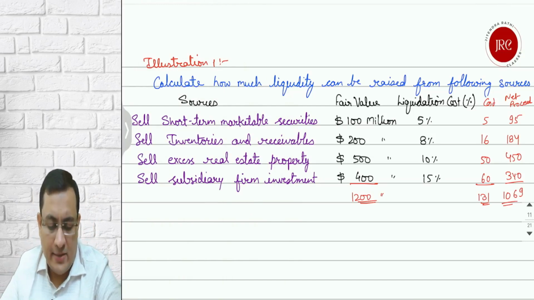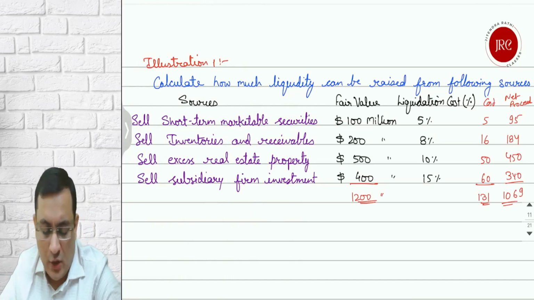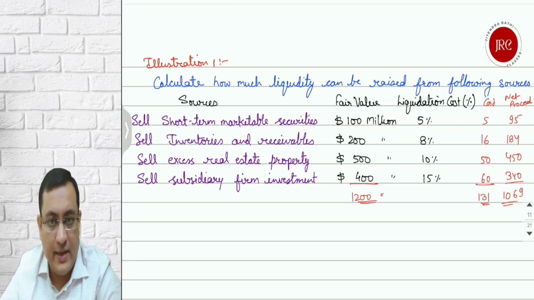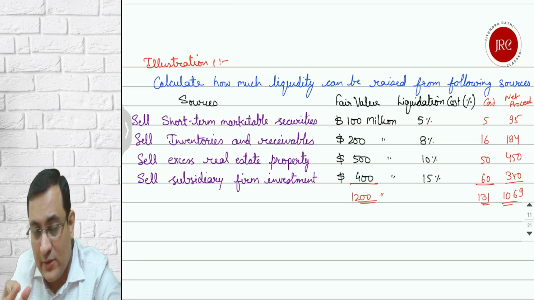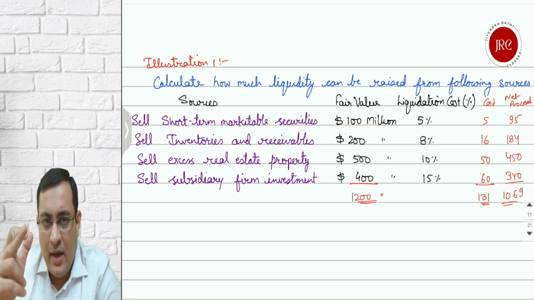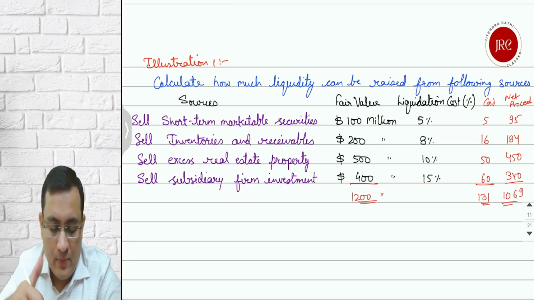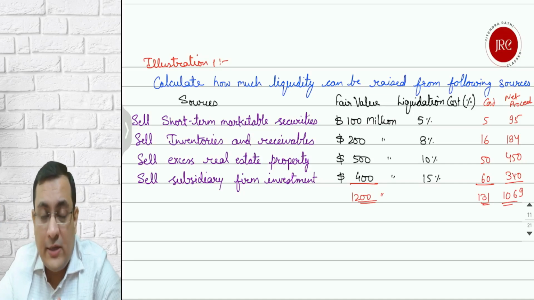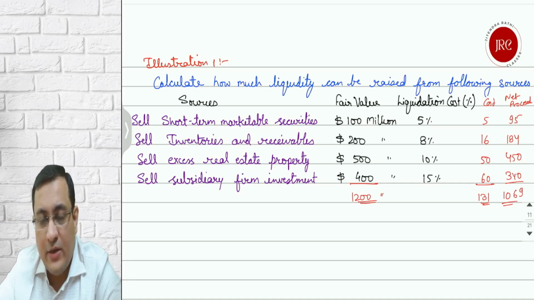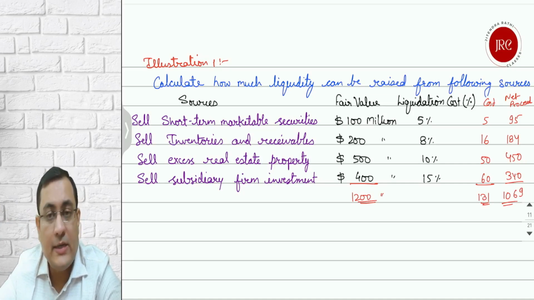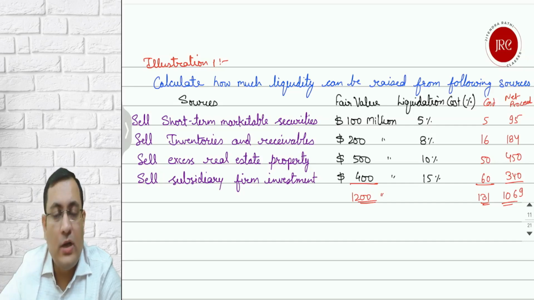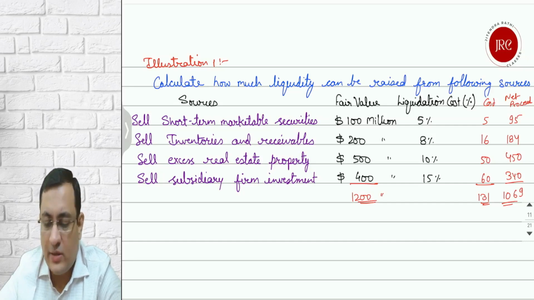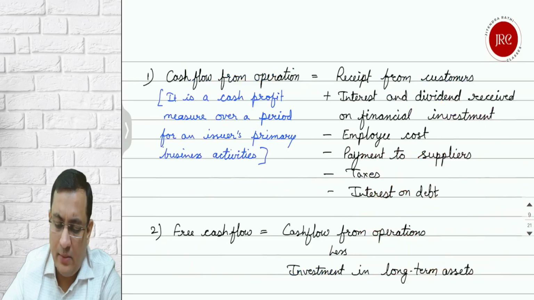So by selling all these assets, first short-term marketable securities, second inventories and receivables. This is not an actual sale; you are selling inventory at discounts to generate liquidity. Next, excess real estate. You are selling excess fixed assets which you are not using, or you are selling your investment in your subsidiary. Again, you will be getting less than your fair value. So the total liquidity you will be generating is 1069. Very easy question, simple mathematics.